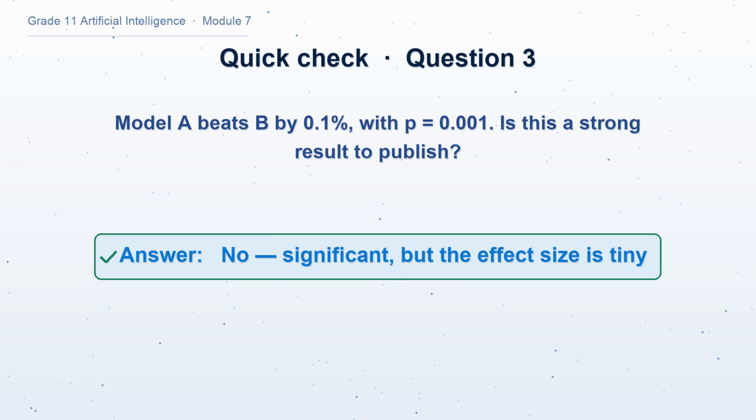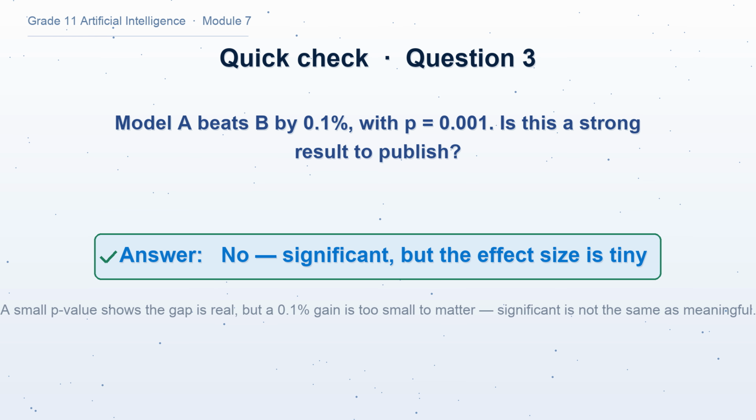The tiny p-value shows the difference is real, not chance. But a 0.1% gain is too small to matter in practice. Significant is not the same as meaningful, so this is a weak result.